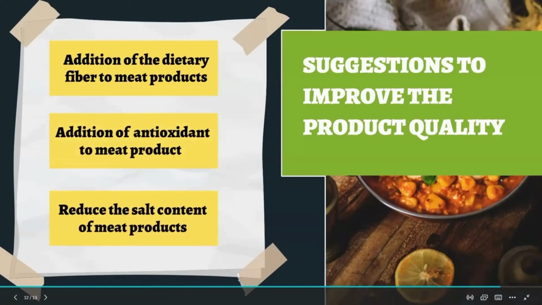There are also some strategies that can be proposed to improve meat product quality. First, the addition of dietary fibers to meat products is able to enhance the meat product quality. Next, adding antioxidants to meat products can improve the meat quality. Furthermore, the salt reduction of meat products is essential to make the quality of meat products better.